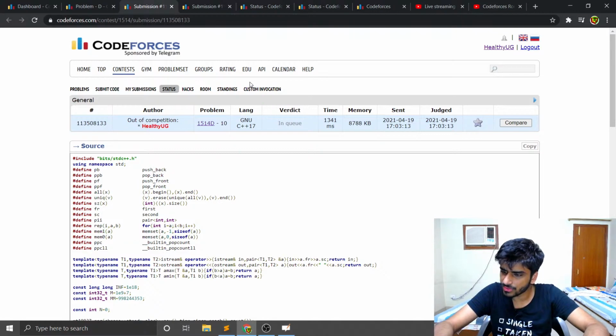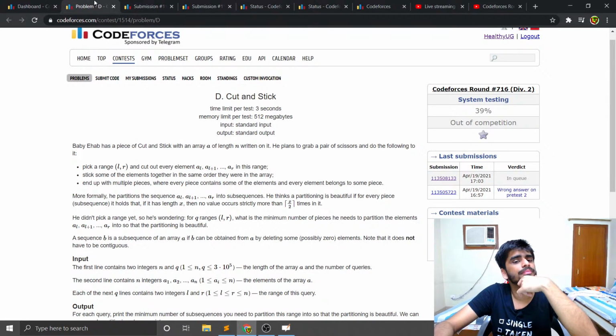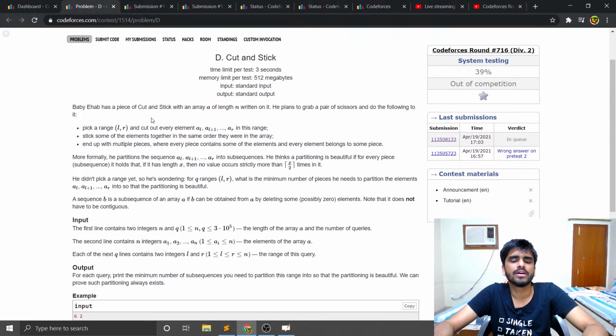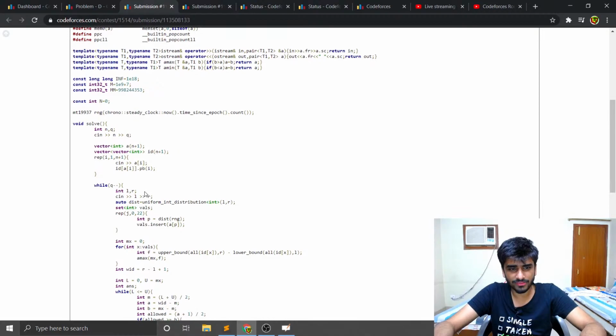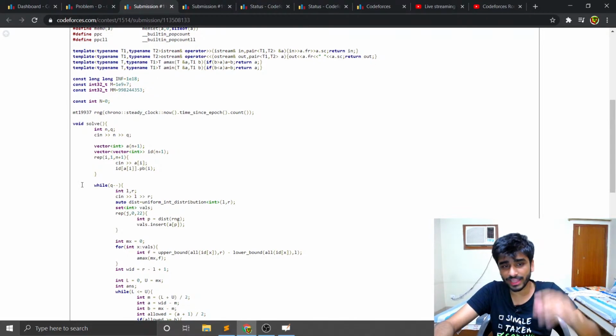Someone tried to use Mo's algorithm. Oh right, I think Mo's algorithm can work. Oh, maybe Mo's algorithm was intended here. You just have to keep track of the maximum frequency, right? Yeah, I think the intended solution was Mo's algorithm. So I'll explain that. But what I did is a randomized solution, and this is much more interesting than the Mo's solution.